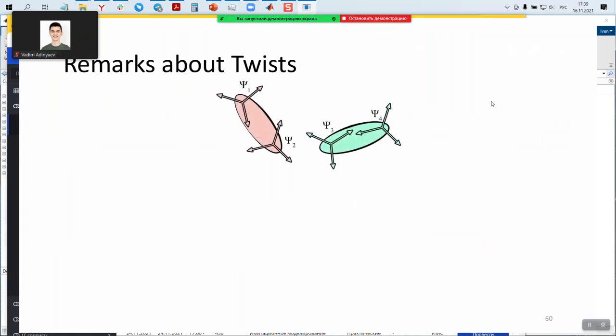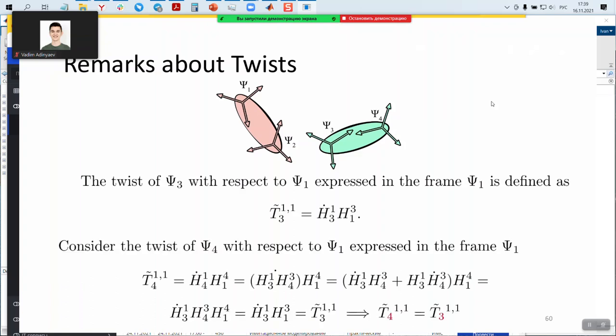Another remark that I would like to make is about the great advantage of the twists. Let us consider those two bodies. You have a body, the pink body, with the frames P1 and P2, and you have another body with the frames 3 and 4.